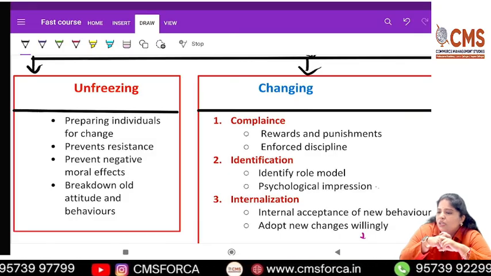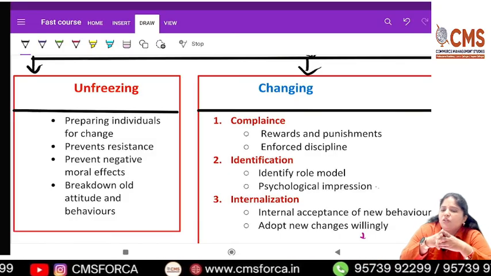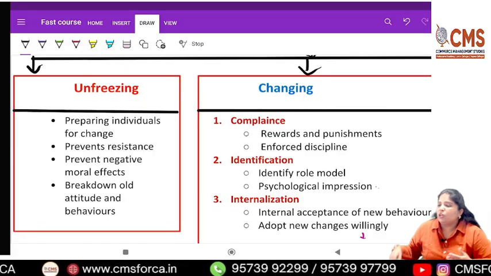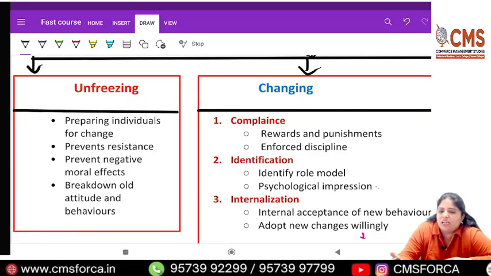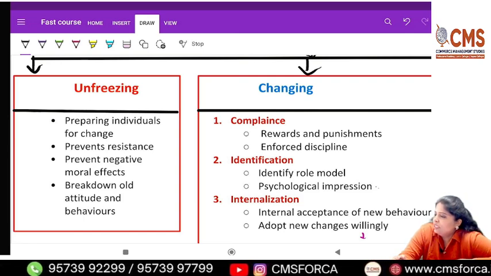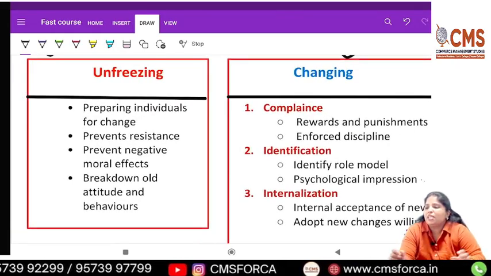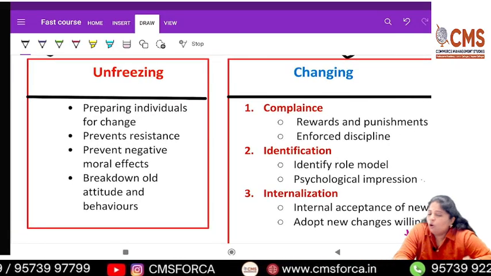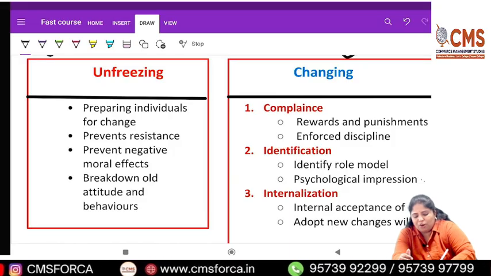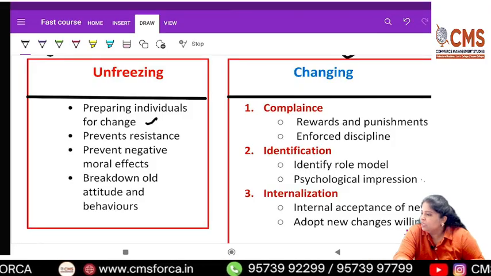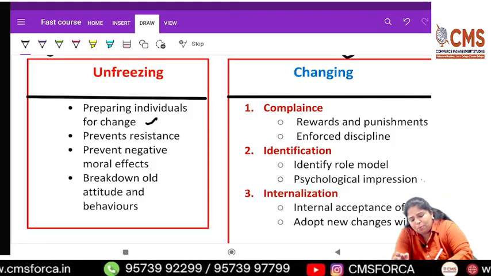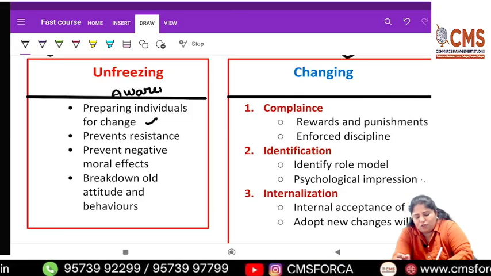And moreover, for employees, it's not going as a shock. It's not surprising them anymore because they are intimated a lot in advance about the change. So that is what is called unfreezing. Hope the concept is clear. So what is the first point you have here under unfreezing? You are preparing individuals for change. How do you prepare your employees for change?